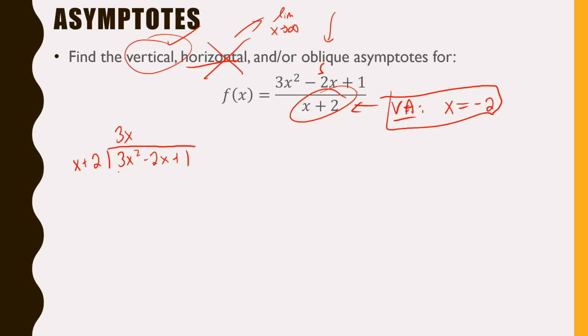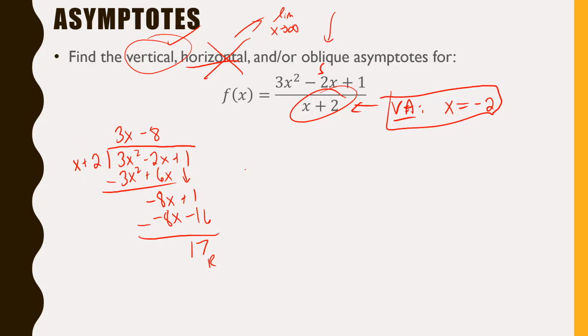So if we multiply this by 3x, we're going to get 3x squared, and then 2 times 3x is plus 6x, and let's subtract that away. -2x minus positive 6x is going to be -8x, and let's drop down that plus 1. So now that we have -8x plus 1, what would we have to multiply x by to turn it into -8x? Well, that of course would be -8. So this gives me negative 8x, and then 2 times negative 8 is negative 16. And once again, we're subtracting. 1 minus negative 16 is going to be positive 17. That is going to be our remainder.